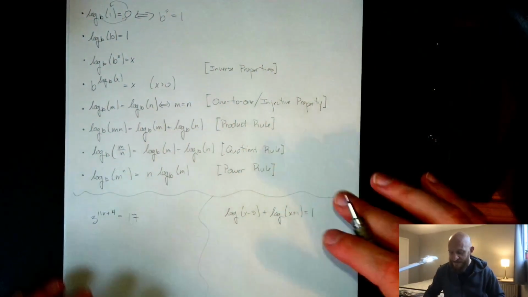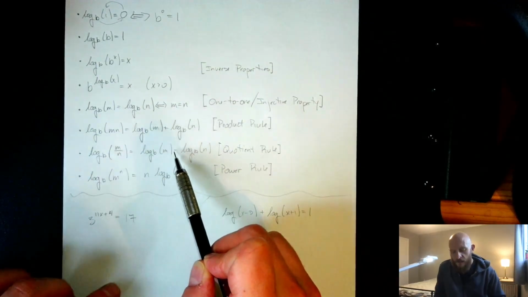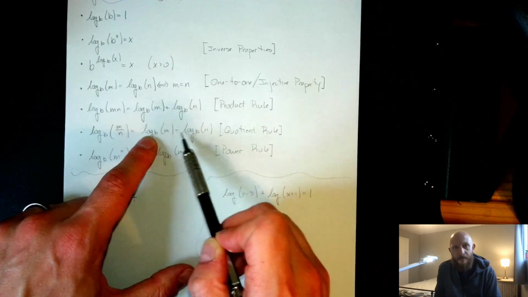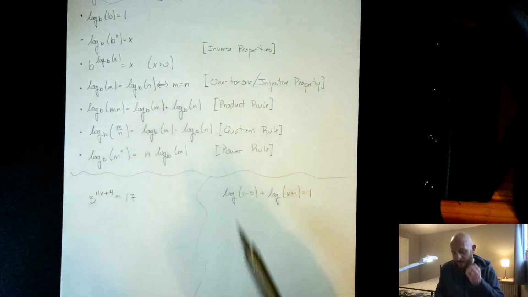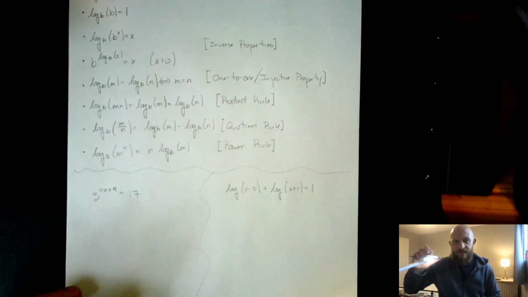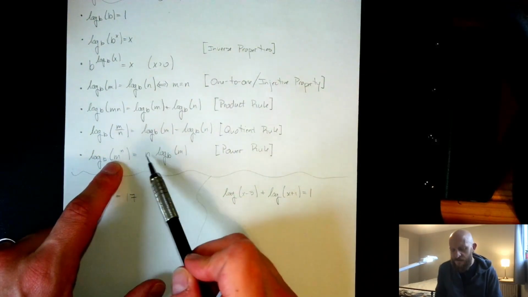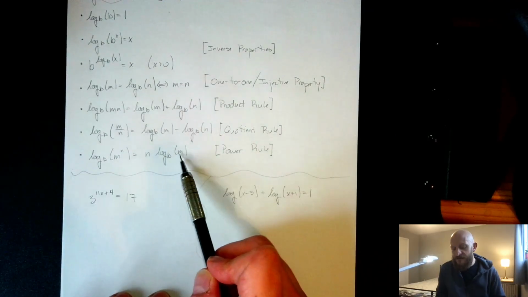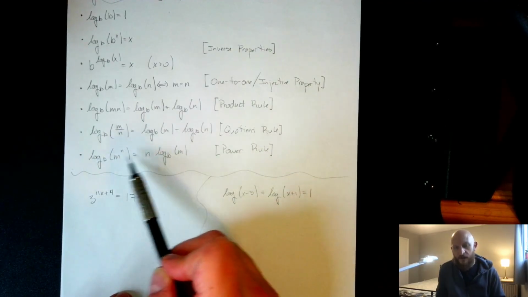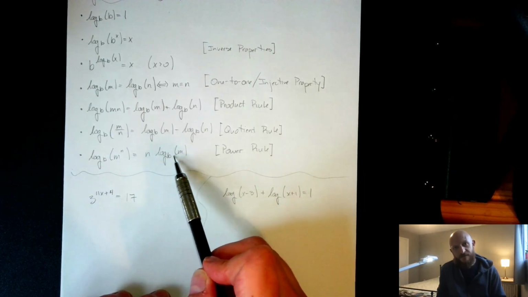Quotient rule is the exact same thing, just with quotients, and as you'd expect, rather than splitting up as a sum, it splits up as a difference. So log base b of m over n is equal to log base b of m minus log base b of n. And then finally, my favorite rule is called the power rule, which says that log base b of m raised to the nth power is equal to n times the log base b of m. So it's kind of like this n, the power, can be pulled down in front as a coefficient. So log base b of m to the nth power is equal to n times log base b of m.